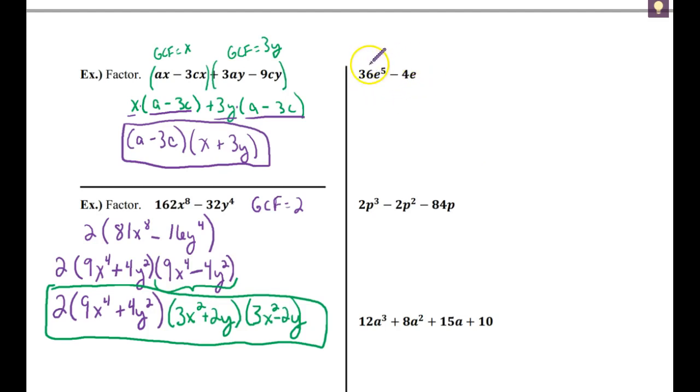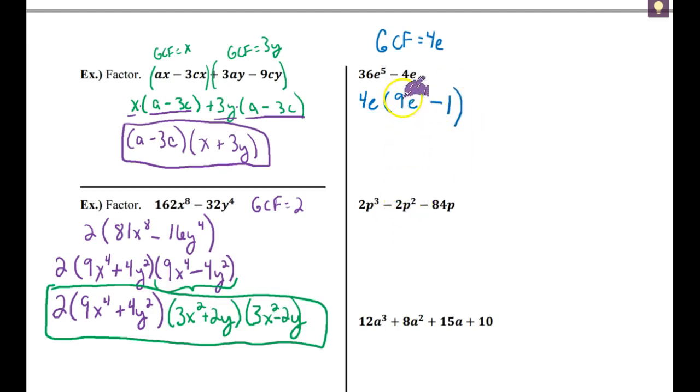Alright, now I'm looking at 36e to the 5th minus 4e. I always start with my GCF. I decide that they both have a 4 in common and an e. I'm going to take out a 4e. When I divide that out, I would be left with 9e to the 4th, right? I had 5, I took 1 out. Minus 4e divided by 4e is 1.